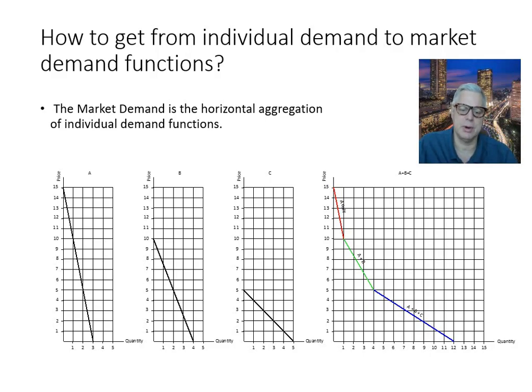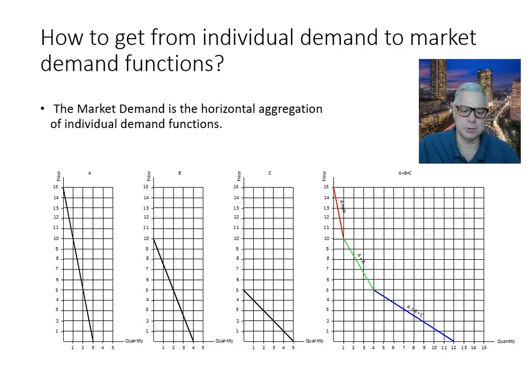So here we see three individual demand functions. The individuals are A, B, and C. And we see that A has a pretty high willingness to pay for a small amount. So between the price of 15 and 10, only individual A would be willing to demand a quantity of up to 1.